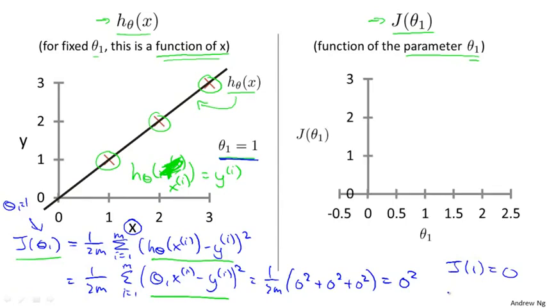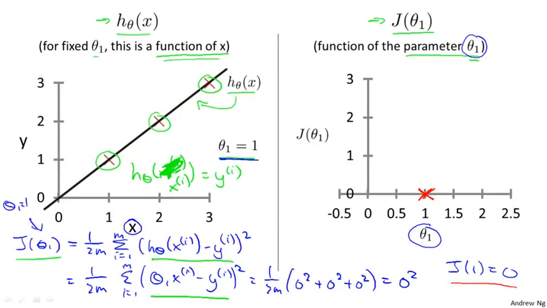Let's plot that. What I'm going to do on the right is plot my cost function j. And notice, because my cost function is a function of my parameter theta 1, when I plot my cost function, the horizontal axis is now labeled with theta 1. So I have j of 1 is equal to 0. So let's go ahead and plot that. I'm going to end up with an x over there.